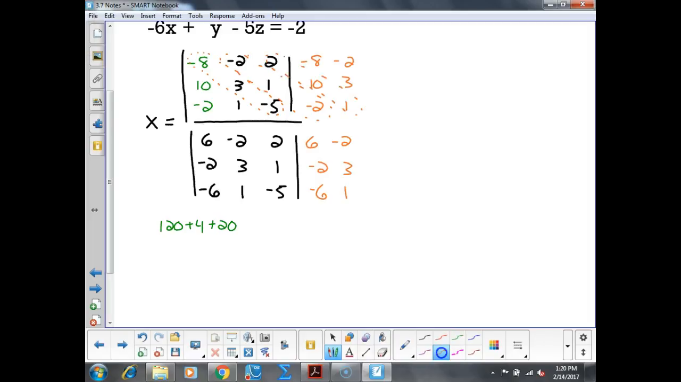Okay. Then I've got to subtract off my crosses. So that's going to be negative 12. So I'm really adding 12. That's going to be negative 8. So I'm really adding 8. That's going to be really adding 100. That seems way too big. I feel like I missed a negative sign somewhere.